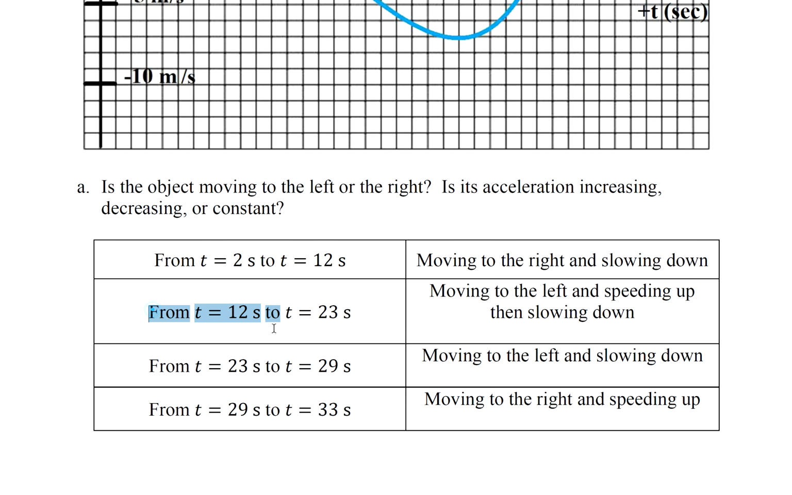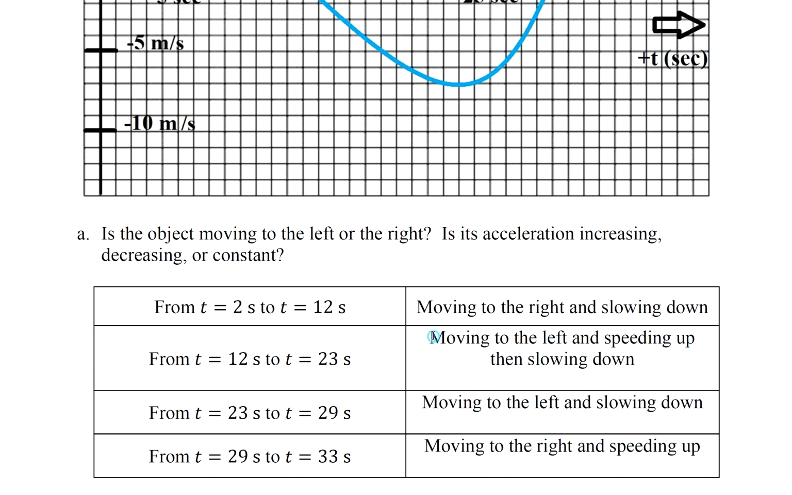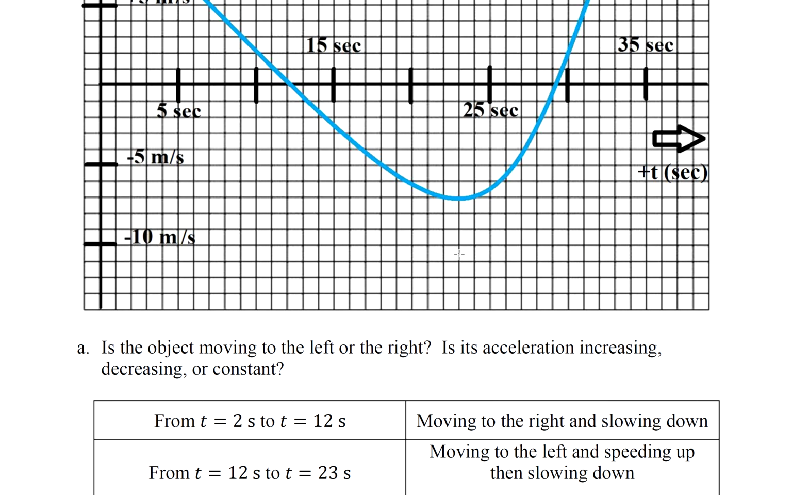From 12 seconds to 23 seconds, it's moving in the negative direction, and its maximum velocity in the negative direction is going to be 7 meters per second to the left. So it's moving to the left and speeding up and then slowing down. So you could see it's speeding up, but then it slows down because the slope goes to 0.